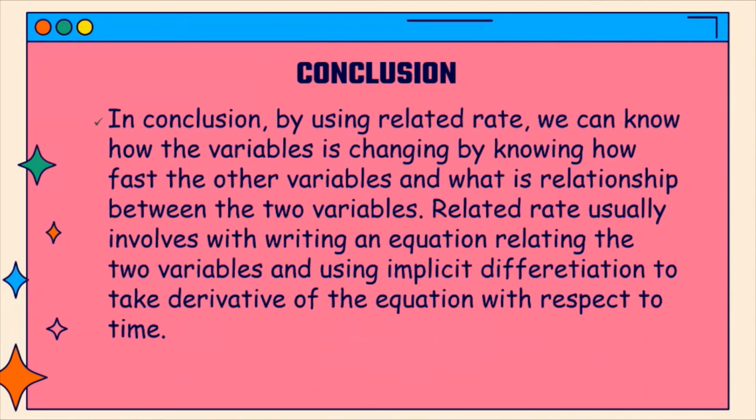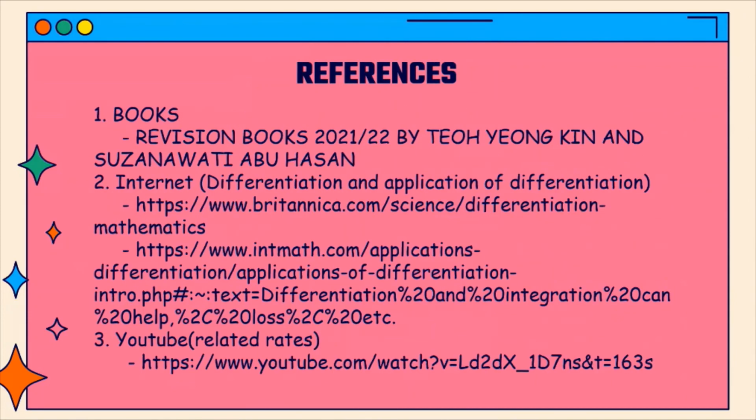The conclusion is, by using related rates, we can know how a variable is changing by knowing how fast the other variable is changing and what the relationship between the two variables is. Related rates usually involve writing an equation relating the two variables and using implicit differentiation to take the derivative of the equation with respect to time. So, that's the reference we used.